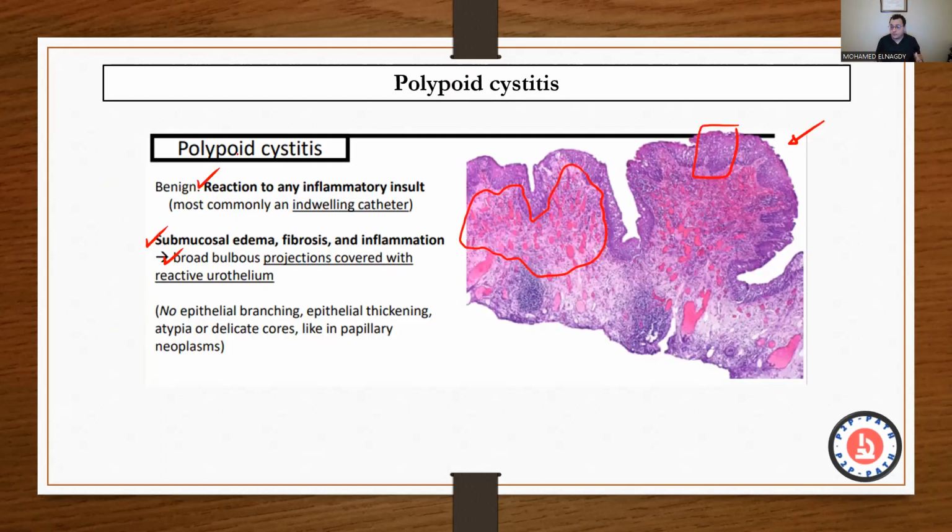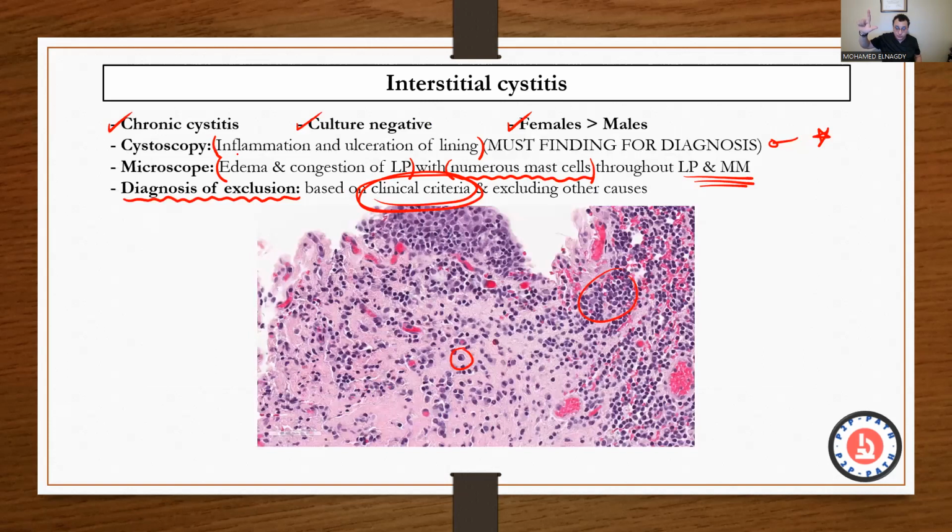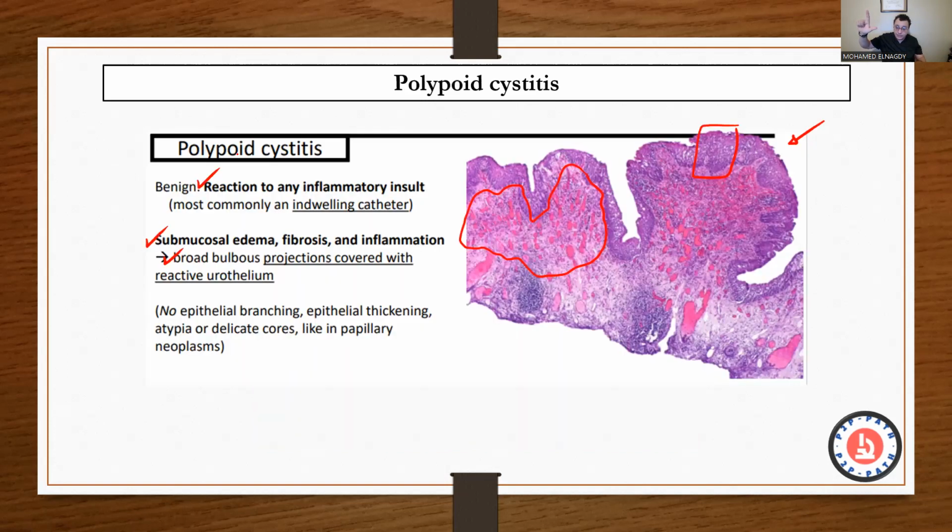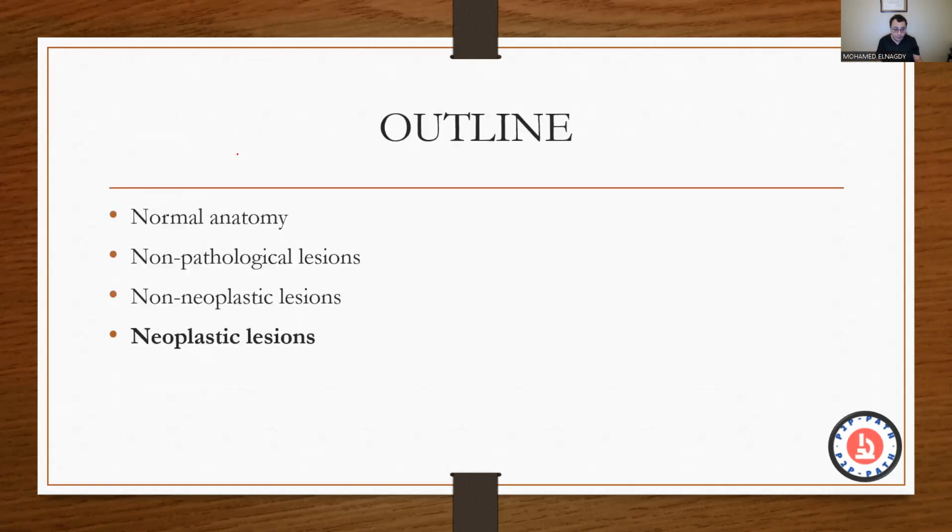So how many types of cystitis have we covered? Please remember that. High eosinophils, plus or minus eggs, this is schistosoma. It's eosinophilic cystitis. And then chronic inflammation with mast cells, this is what we call interstitial cystitis. Polypoid, garden of roses plus chronic inflammation, this is polypoid cystitis. These are the three most common types of cystitis, which always exist here and there in the Q banks for the boards.